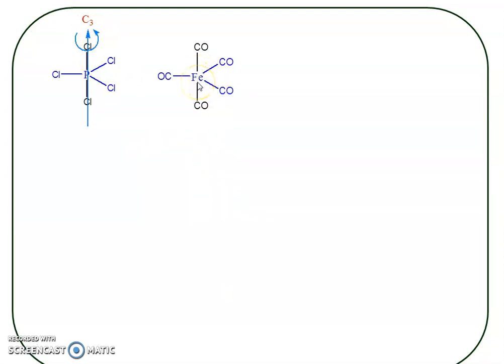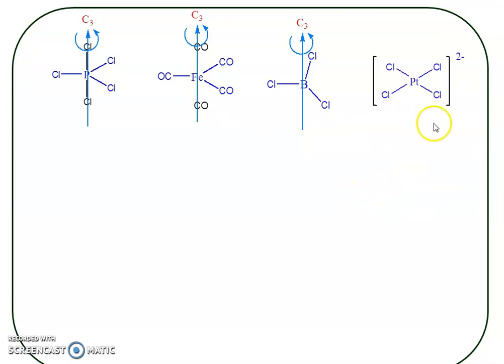In iron carbonyl, actually it has a trigonal bipyramidal geometry, and the rotational axis of symmetry present in iron carbonyl is again C3, similar to phosphorus pentachloride. In boron trichloride or boron trifluoride, the angle between chlorine, boron and chlorine, or fluorine, boron and fluorine, is 120 degrees, and therefore this molecule also contains a C3 proper rotational axis.